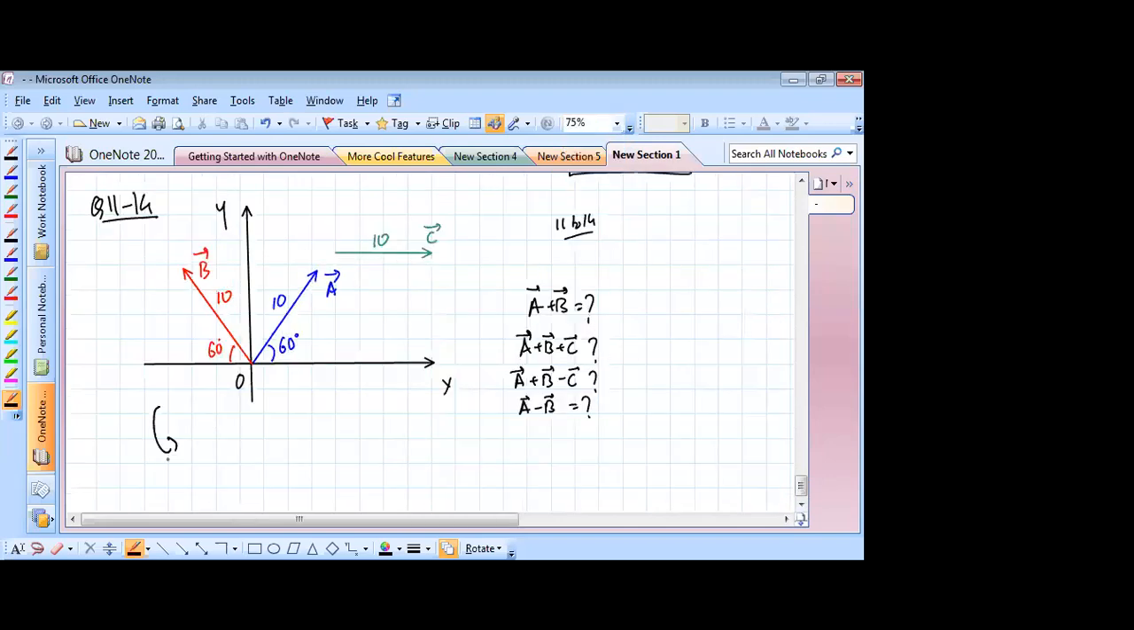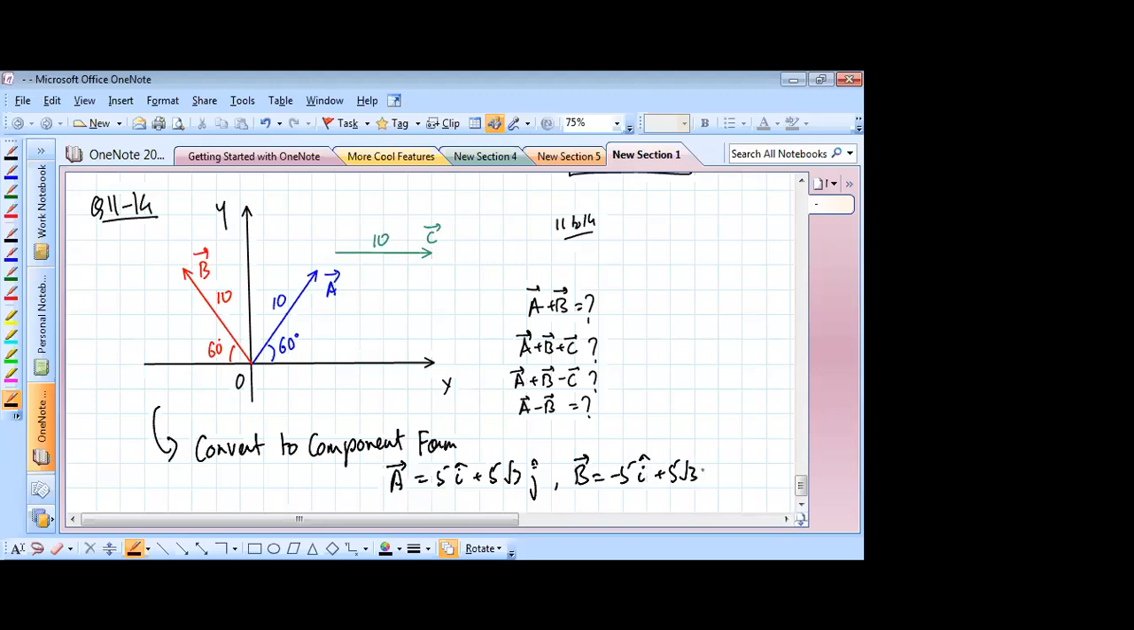So what you do is convert to component form. So when you do that, you should be getting this. You should be getting the vector A as 5i cap plus 5 root 3 j cap. You should be getting the vector B as minus 5i cap plus 5 root 3 j cap. And of course, the vector C is just 5i cap.